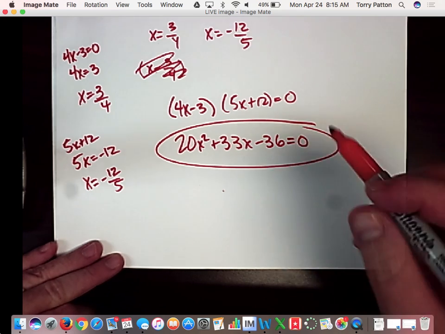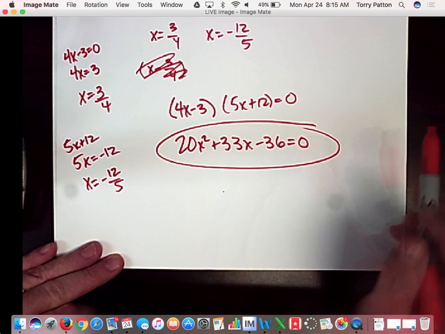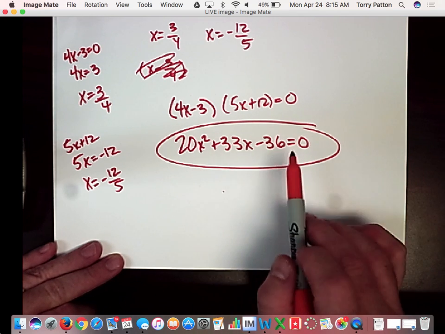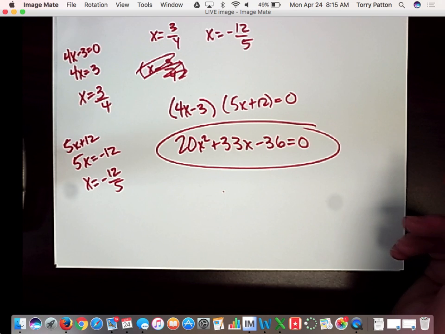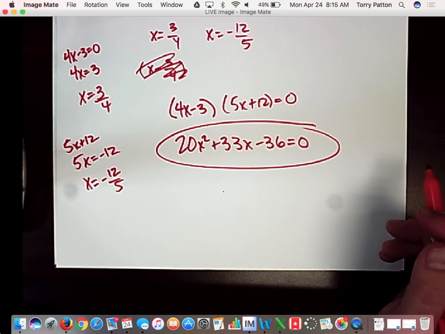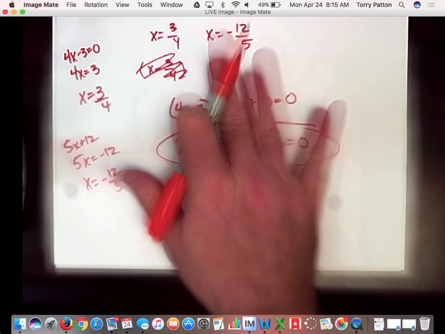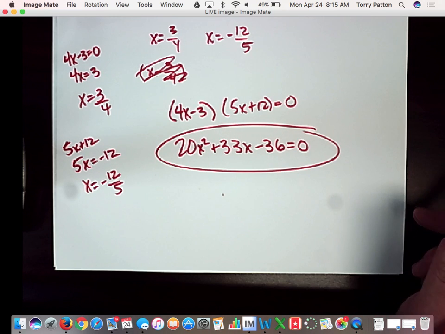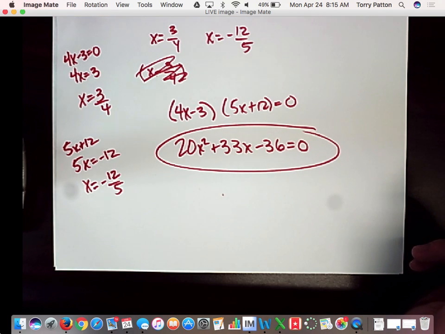You could find the sum and see if that's negative b over a. Find the product and see if that's c over a. I prefer to do it this way, but check with the sum and product. So do you mind on the homework if we... I do not care. Whichever way you want to do it. However you get to the answer is fine with me.